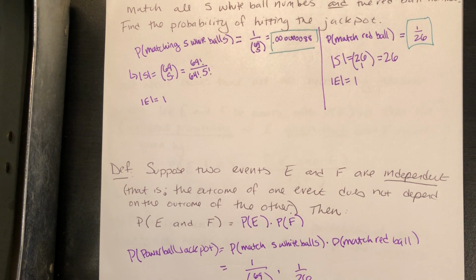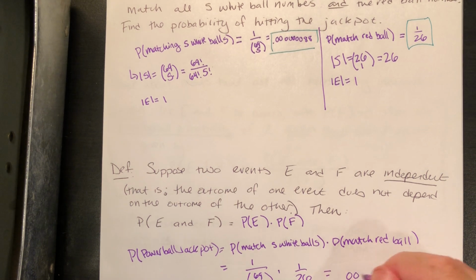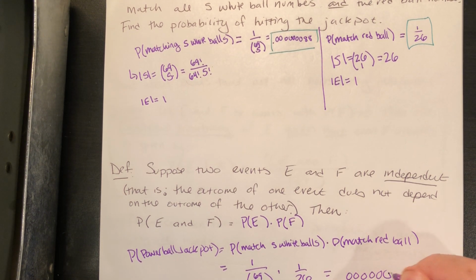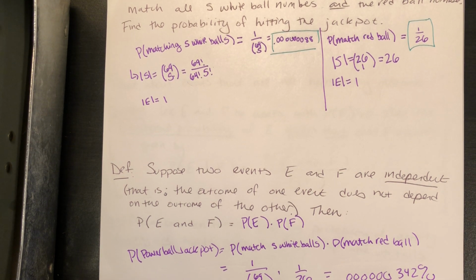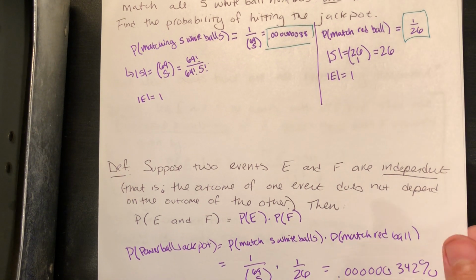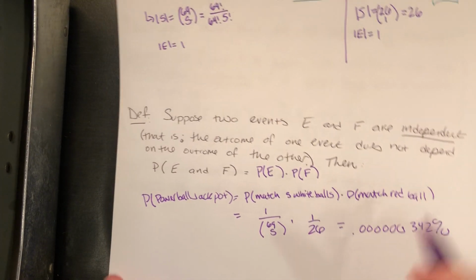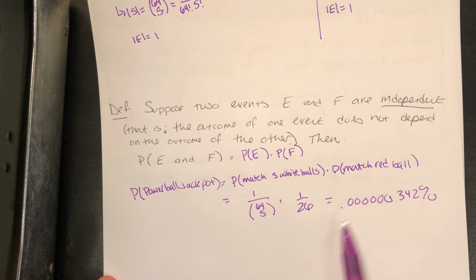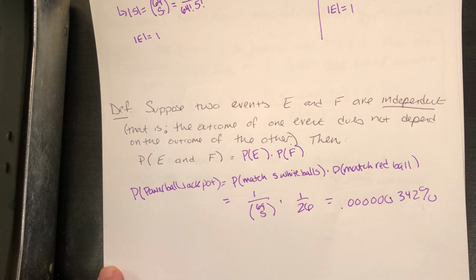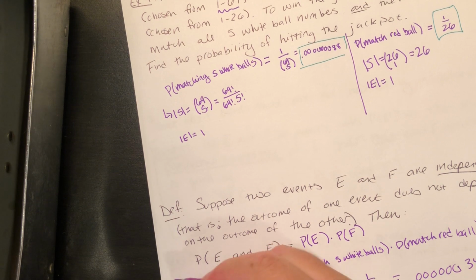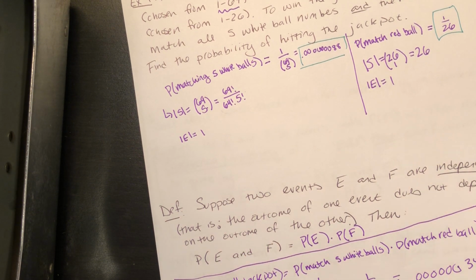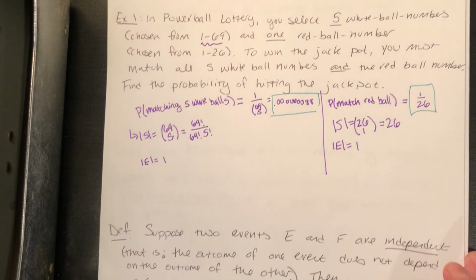It's very, very small. I can tell you roughly what it is. 0.000000342%. This isn't even as a decimal. This is a percent. This is the percentage chance of you winning Powerball. It's tiny. Don't play the lottery. It's so unlikely that you will win. Okay, so the important thing to remember here is that this rule only works when your events are independent of each other. Not necessarily going to be the case when they're not independent.